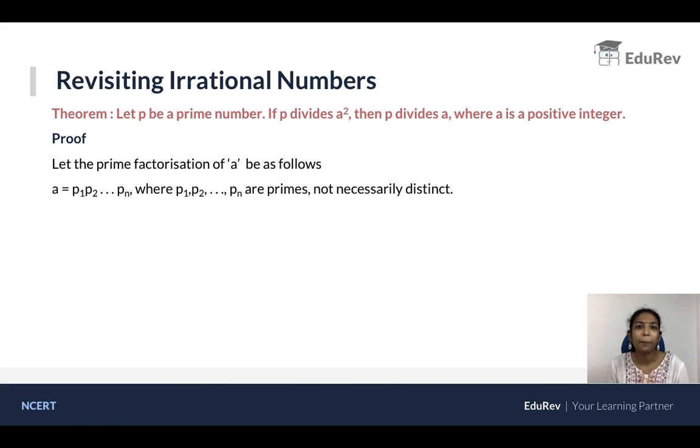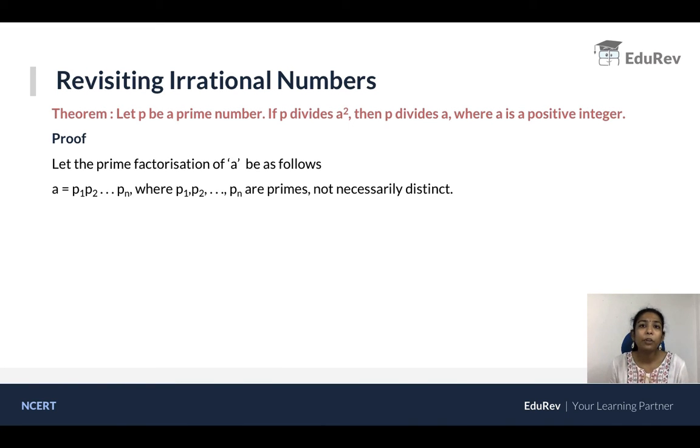Let's look at an example. I am taking A as 12. So what will be the prime factorization of 12? 2 into 2 into 3. So here, if I have to correlate with whatever is given, A is equal to P1 into P2 into P3. But 12 is equal to 2 into 2 into 3. So P1 is equal to 2 and P2 is equal to 2. Here both are also becoming the same.